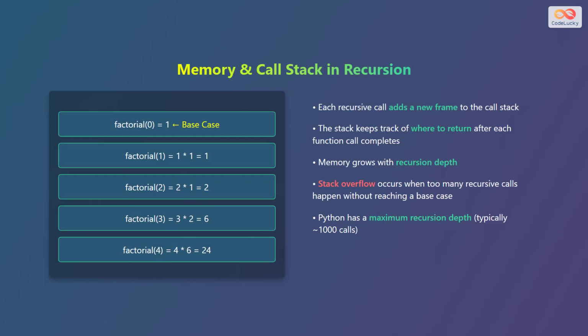Each time a recursive function is called, a new frame is added to the call stack. The stack keeps track of where to return after each function call completes. Memory grows with the recursion depth as each call adds a new frame. It's important to be aware of stack overflow. This occurs when there are too many recursive calls without reaching a base case, exceeding the maximum recursion depth. Python has a limit to prevent this, typically around 1,000 calls. As you can see in the stack visualization, each call to the factorial function adds a new frame to the stack, with the base case at the bottom and the initial call at the top.